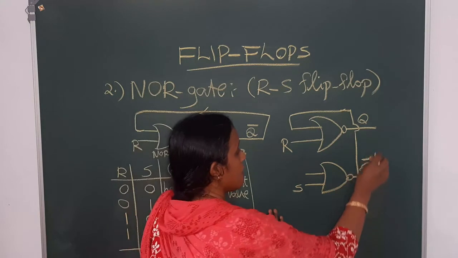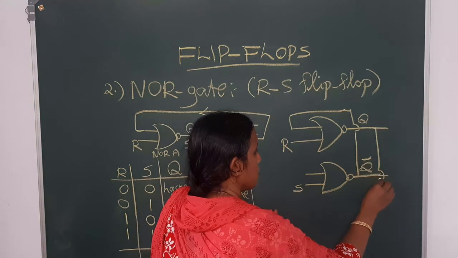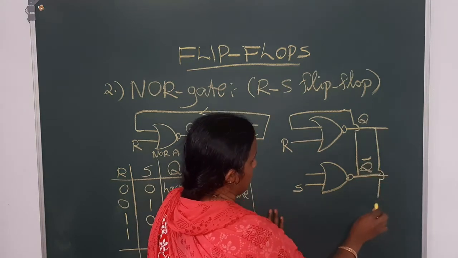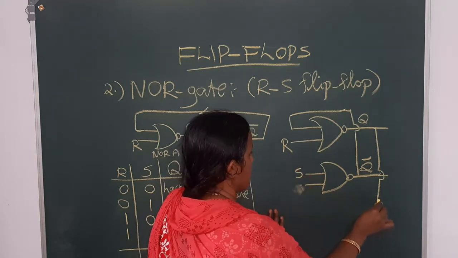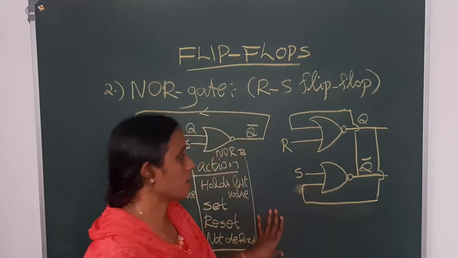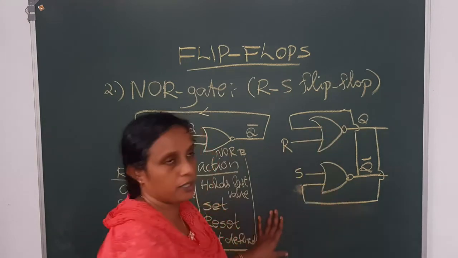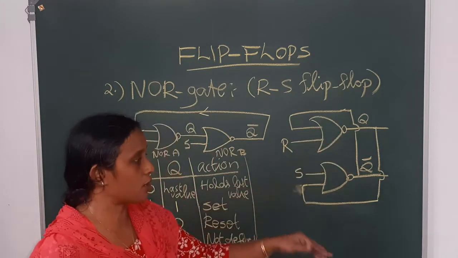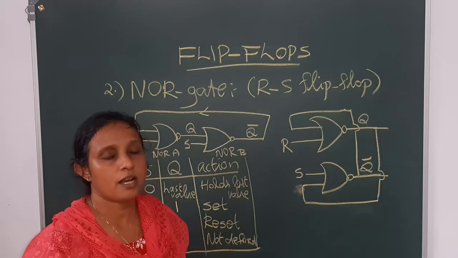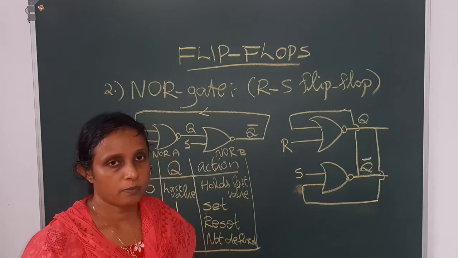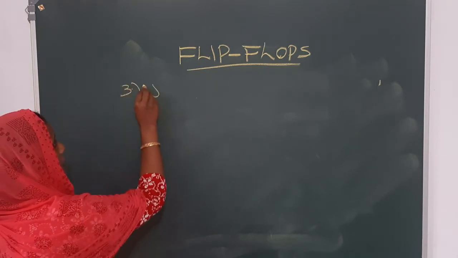Okay, similarly here, this is S, so you can draw like this. Okay, this is the same circuit drawn in another way, using the same feedback. Okay, this is the typical diagram for an RS flip flop. Okay, now the third type is JK flip flop.